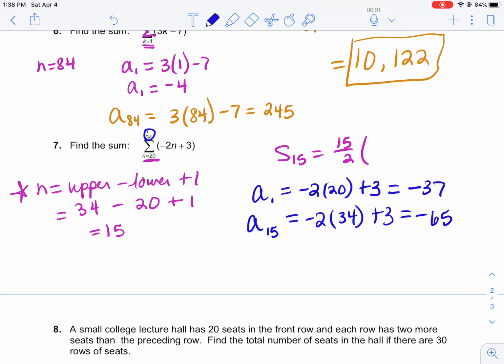It would be 15 over 2 times the first term we found out was negative 37. The last term is negative 65. When we multiply this all out, we get negative 765.